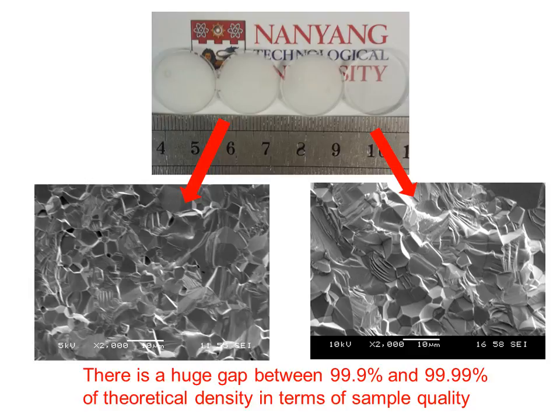Look at this picture. These two samples look totally different, right? One is opaque, but the other is transparent. But actually, the difference of density of these two samples may be no more than 0.01%. So we can see that for transparent ceramics, it is necessary to achieve the full density.